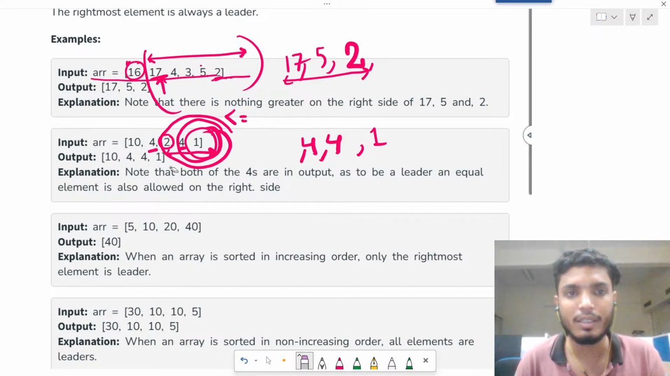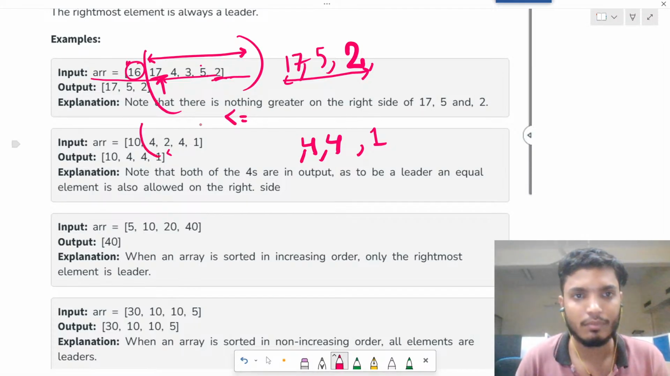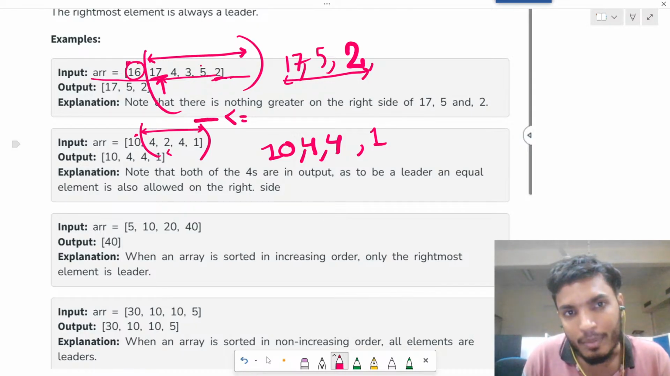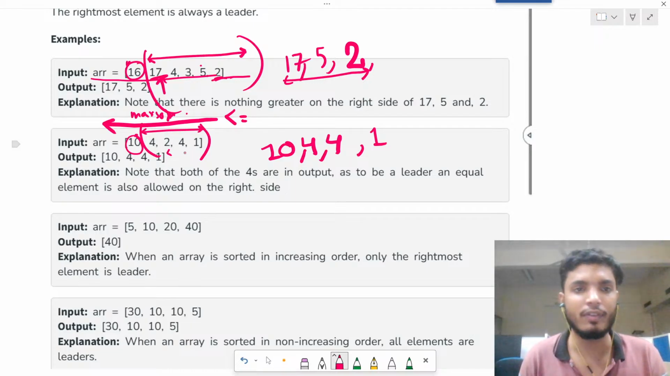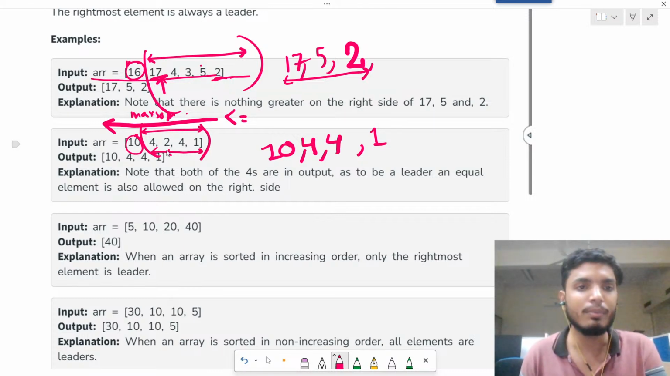So now we will be checking this. Are all the elements which are right to 10 less than 10? Yes, so 10 is a leader. So what you can do is consider the maximum so far. If my current number is greater than the maximum of these, then it will be greater than every number.